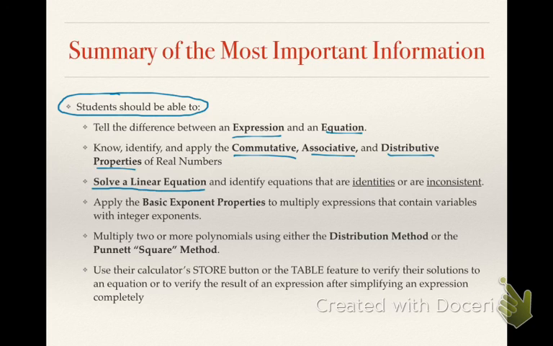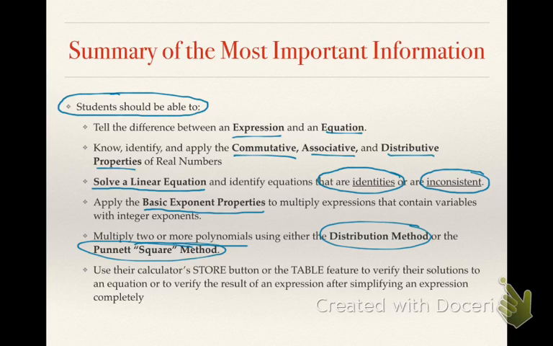You should be able to solve linear equations. That's a pretty easy thing, but you also should be able to identify the linear equations that are considered identities and those that are considered inconsistent. You should be very familiar with the basic exponent properties, specifically multiplying monomial expressions. You should be able to multiply two or more polynomials using either the distribution or the Punnett square method. Now, one note about this is the distribution method, if it says to multiply them algebraically, that's really the method that is being sought. Algebraically means distribution method. Punnett square is more of a visual method. It's still kind of algebraic, but it's not really the algebraic technique.